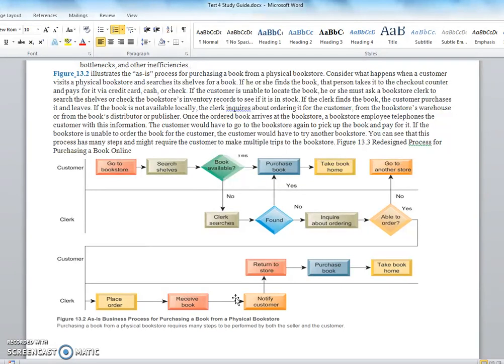If the book is not available locally, the clerk inquires about ordering it for the customer from the bookstore's warehouse or from the bookstore's distributor or publisher. Once the ordered book arrives at the bookstore, a bookstore employee telephones the customer with this information. The customer would have to go to the bookstore again to pick up the book and pay for it. If the bookstore is unable to order the book, the customer would have to try another bookstore. You can see that this process has many steps and might require the customer to make multiple trips to the bookstore. Figure 13.3, redesign process for purchasing a book.